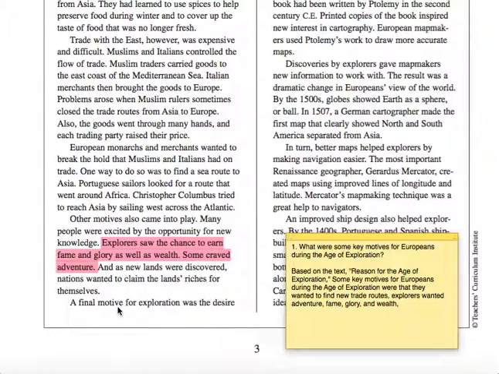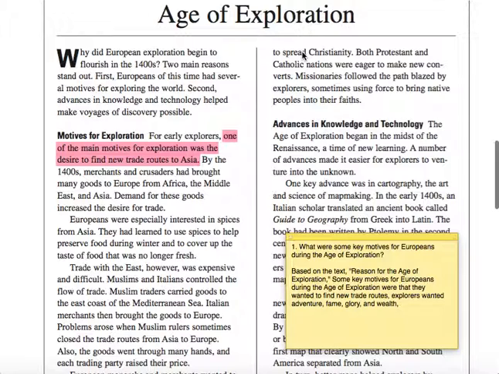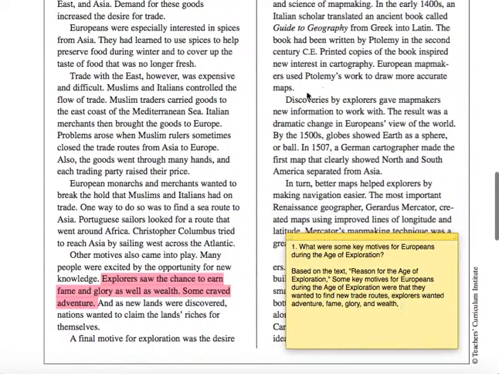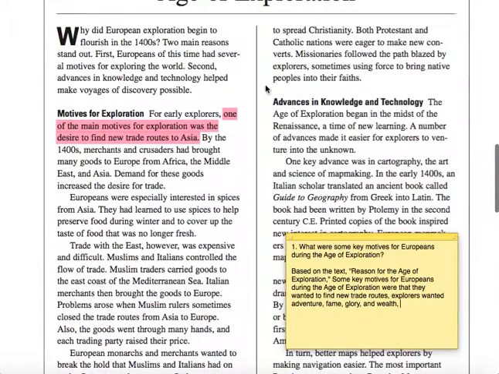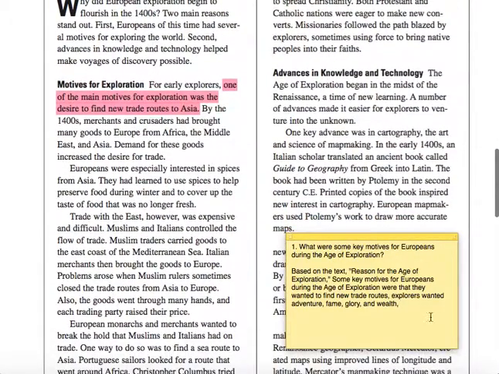A final motive. Ooh, so there's a final motive. A final motive for exploration was the desire to spread Christianity. Both Protestant and Catholic nations were eager to make new converts. Missionaries followed the path blazed by explorers, sometimes using force to bring native peoples into their faith. So religion was a major motive. And here all I did is summarize that a motive was to spread Christianity, to spread religion. So I'm going to write, and to spread religion. And I can end my answer.